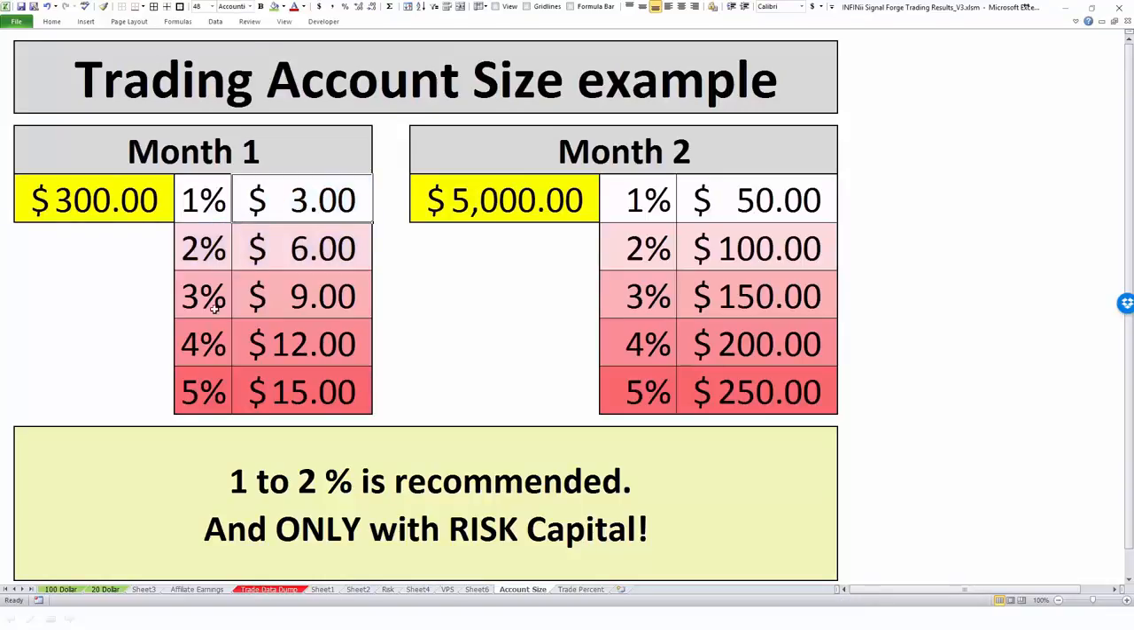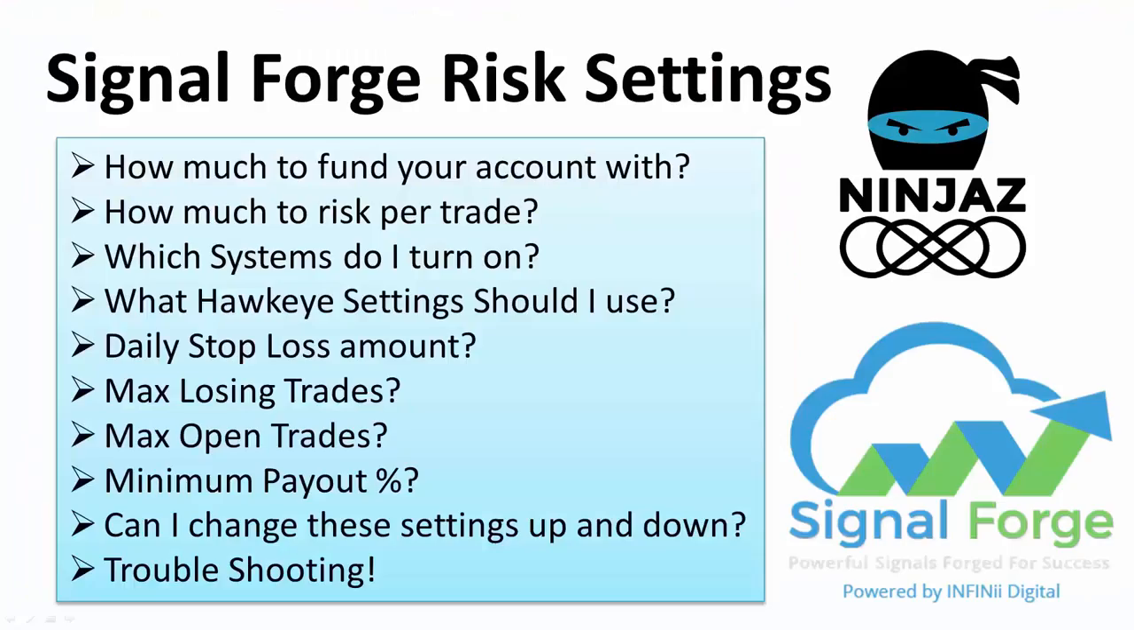Okay, you can go higher, some people are, and they are doing okay, but if things go against you, then it turns pretty ugly pretty quickly, so be aware of that. Again, 1 to 2% is recommended. So that's number 1 and 2.